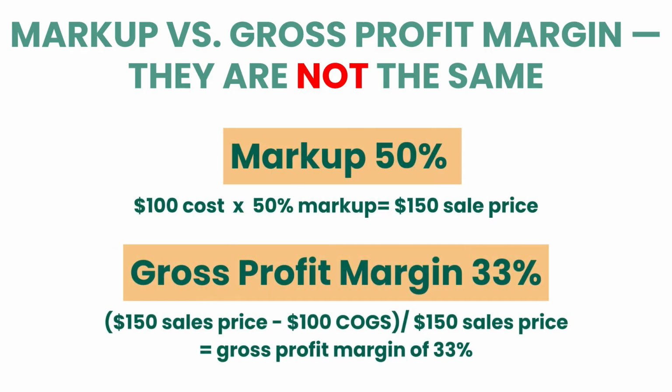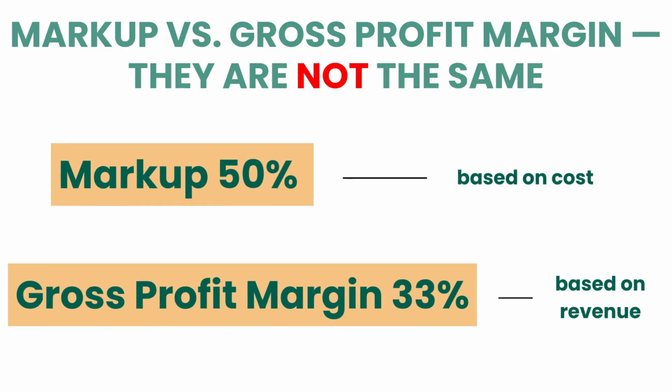To mark something up 50%, you will need to take $100 cost times 50% markup, and you get $150 sale price. To calculate gross profit margin on the sale, you will need to take $150 sales price minus $100 COGS and divide by $150 sales price, and you will get gross profit margin of 33%.